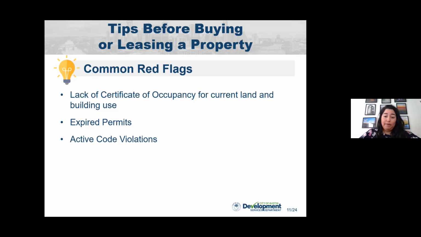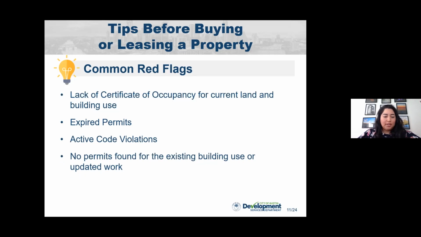You also want to look for active code violations. If you see an active code violation when doing the permit history search using the Austin Building Connect tool, then you'll want those to be closed before purchasing or leasing the property. This could delay any new applications with the city, so you want to make sure that that's not active.